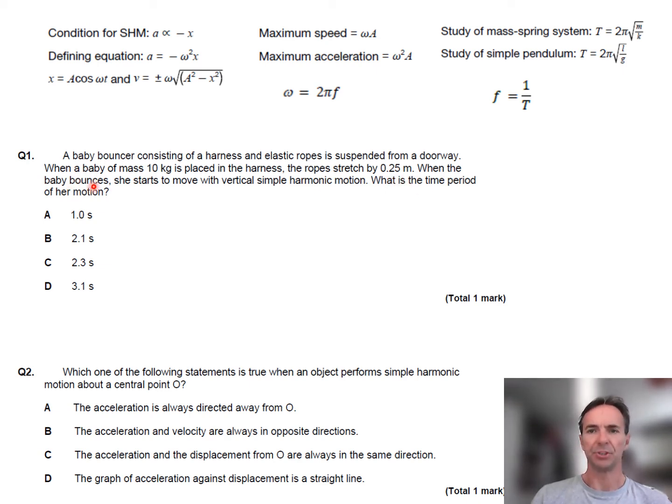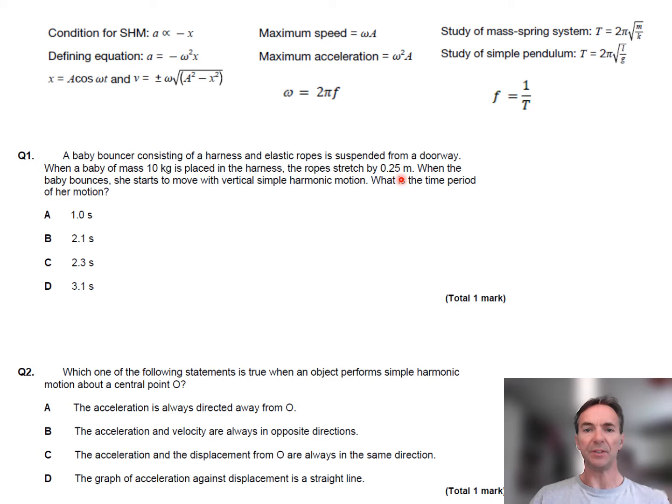When the baby bounces, she starts to move with a vertical simple harmonic motion. What is the time period of her motion? So, time period of a motion, we've been given a mass, we've been given a stretch there, but then when the baby bounces, it starts to move here. So there's quite a few stages. For 1 mark, this is quite a lot of work.